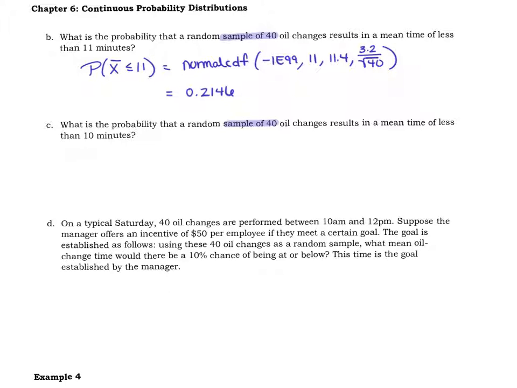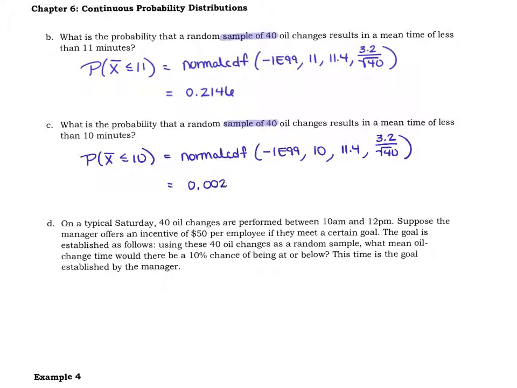Okay, well, what if we change that up just a little bit? So still a sample of 40 oil changes, but this time we want an average time of less than 10 minutes. So what's the probability that the 10-minute oil change place is averaging under 10 minutes to get an oil change done? So normal CDF, everything stays the same as above, except our upper bound changes to a 10-minute limit instead of 11 minutes. Our sample size is still 40 oil changes. So the probability that happens is 0.028.